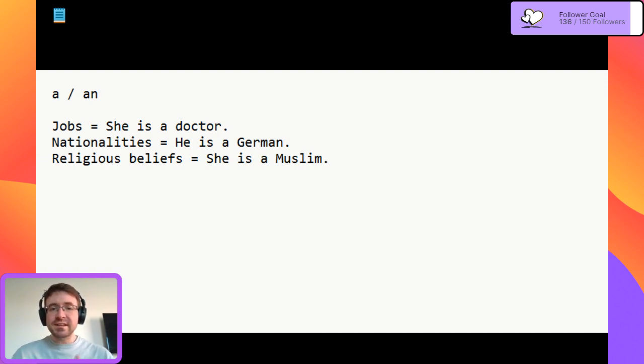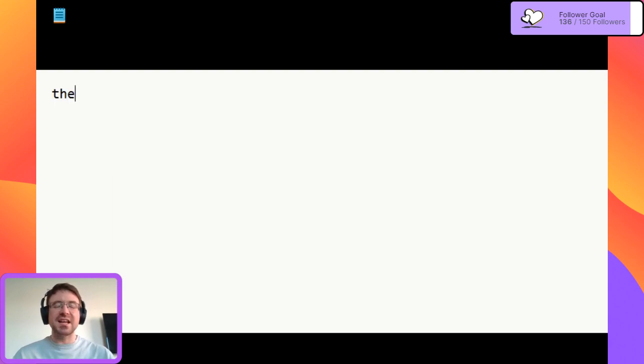So with these things, it is very, very typical to use the article a. So with jobs, nationalities, and religious beliefs. The article the has a lot of uses. There are many, many uses for the article the. And the is probably the most difficult one to get right. So we use the with some countries, and we use them with plural countries.